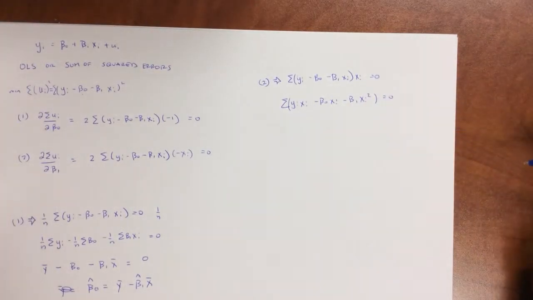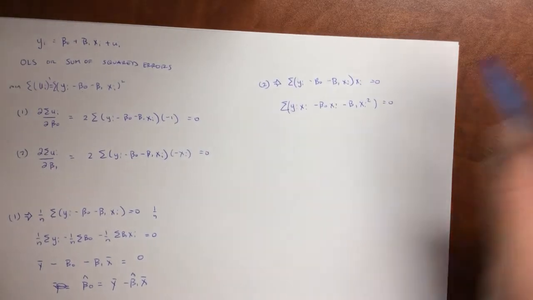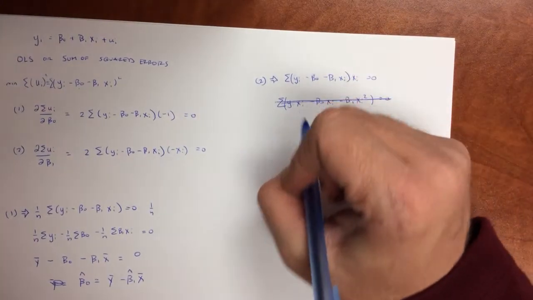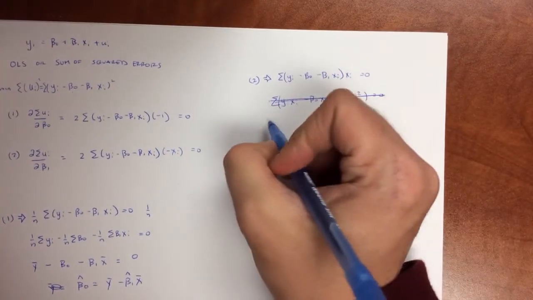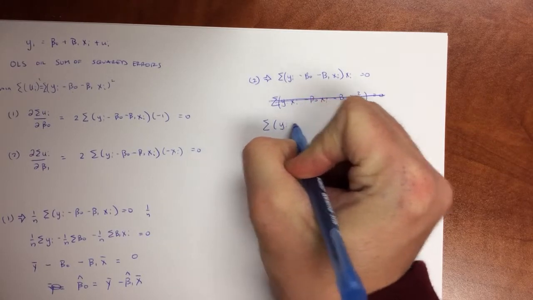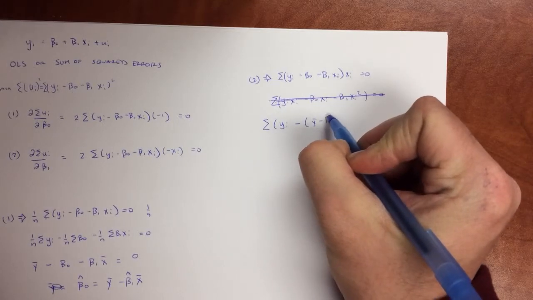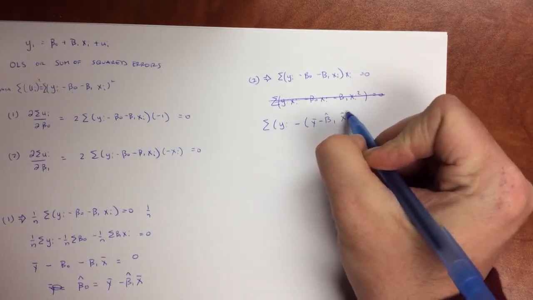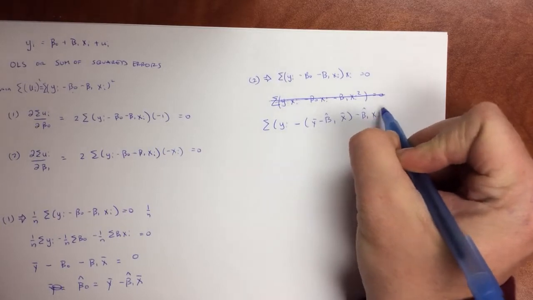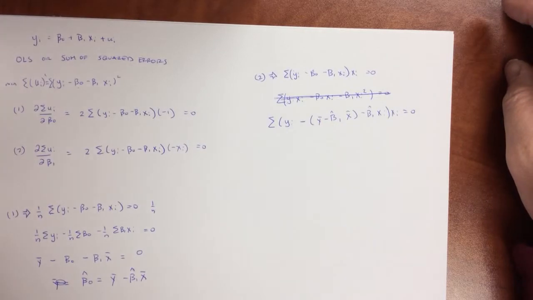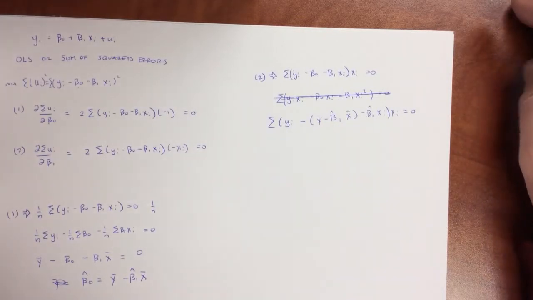Now I can break apart the summation. Or actually, before we do that, let's try it this way. Instead of summing that part, let's put in what we have for beta naught. I think that's going to be the best way to go about doing it. So we get the summation of y_i minus, now we put in beta naught, y bar minus beta 1 hat x bar, minus beta 1 hat x_i, times x_i equals 0. That's going to be a little more helpful as we look at it.